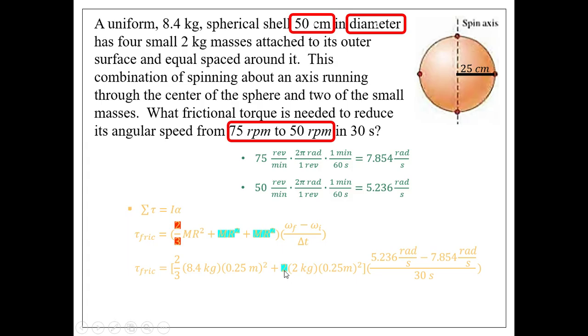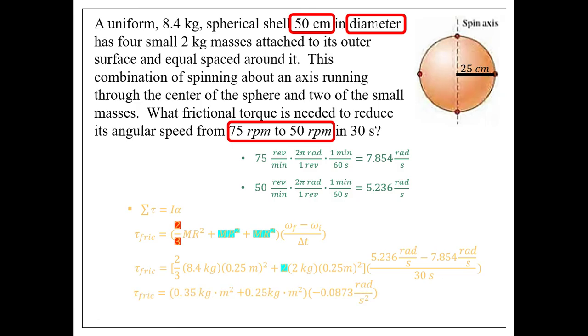And then here I highlight the 2 just because I have an mr squared plus an mr squared, which is essentially just 2 mr squared, but m is the mass of the object that's attached to the outside. Okay, that's it. And then how far is it away from the axis of rotation? It is 0.25 meters away from the axis of rotation. And then the final angular velocity, I already calculated it, which is 5.236, and I want to subtract it from the initial angular velocity, which is 7.854, divided by a time of 30 seconds, which is given.